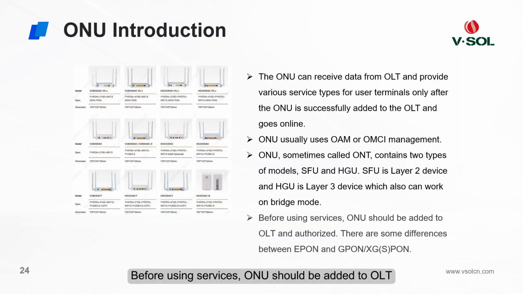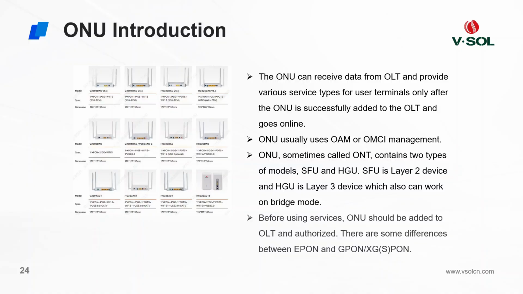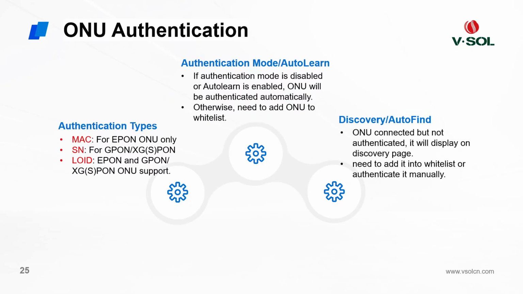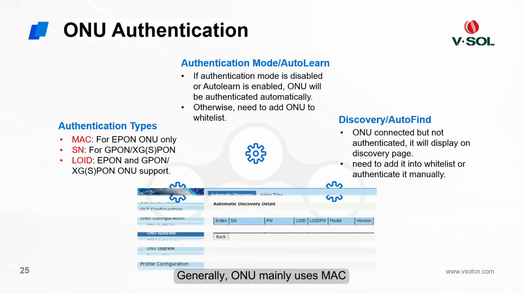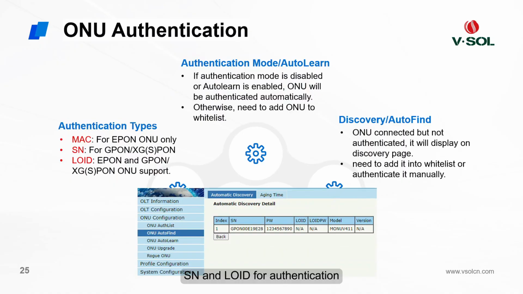Before using services, ONU should be added to OLT and authorized. There are some differences between EPON and GPON or XGS-PON. Generally, ONU mainly uses MAC, SN, and LOID for authentication. MAC authentication is only used for EPON, and SN authentication is only used for GPON, XGS-PON. LOID can be used for all of them.